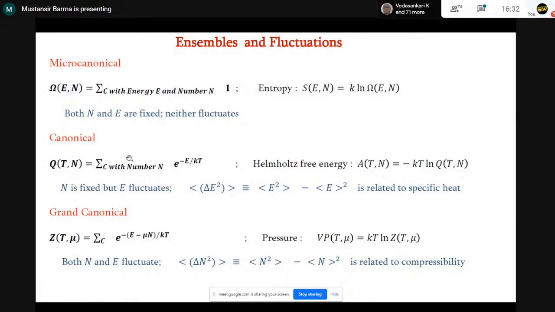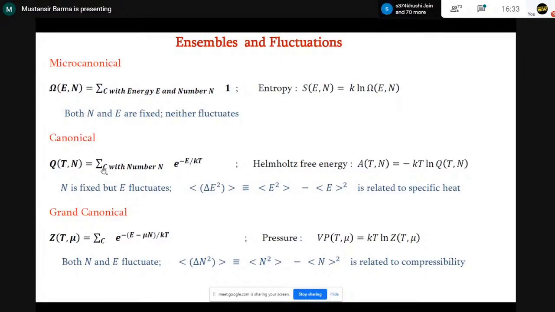The moment you do that, of course, what you need to do is not add up the number 1, but you need to add up these weights, which are Boltzmann weights, namely proportional to the probability of occurrence of a configuration with energy E. It's exponential of minus E by kT.